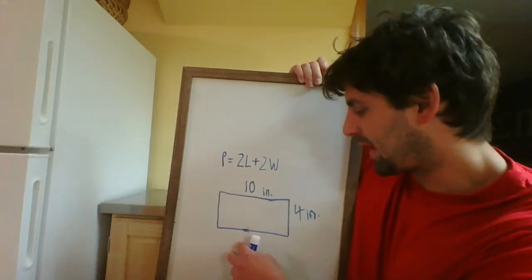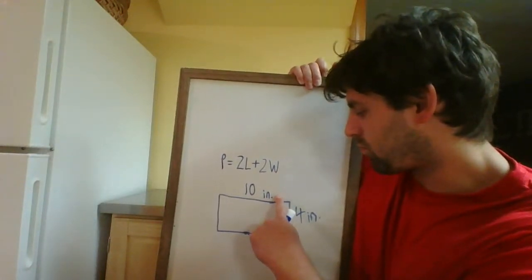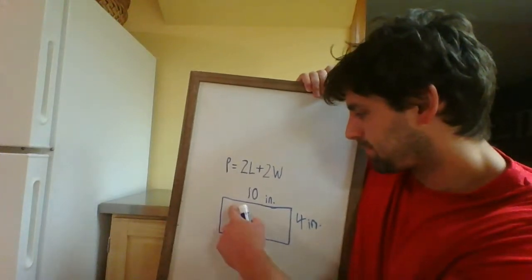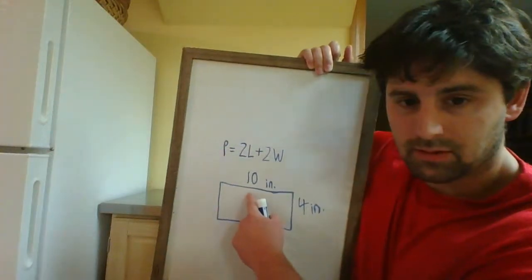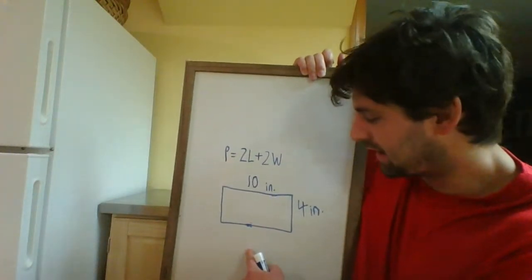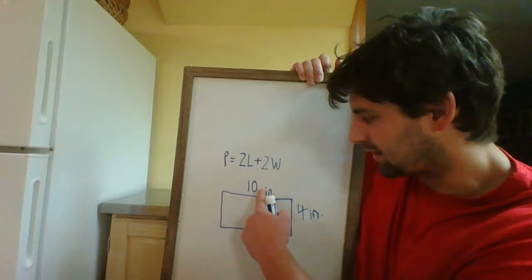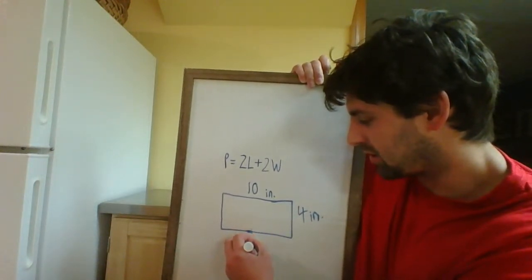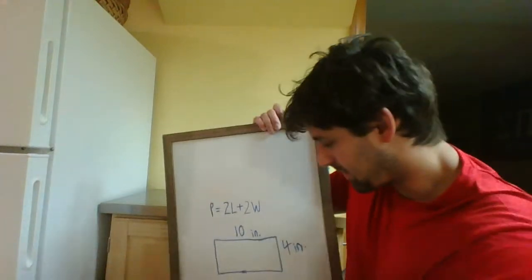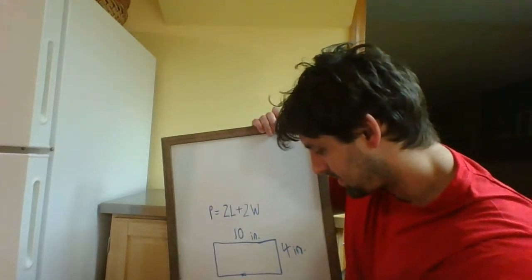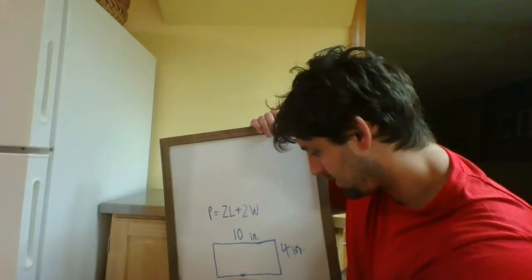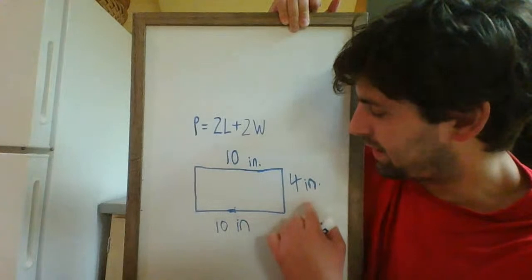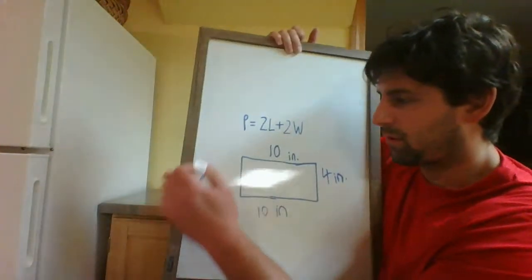So here we have a rectangle. Rectangles have 2 equal sides. So this side is equal to the length of this side, and this side is equal to the length of this side. Since this side is 10 inches, this side is also going to be 10 inches. Make that a little neater. Since this side over here is 4 inches, this side's also going to be 4 inches.